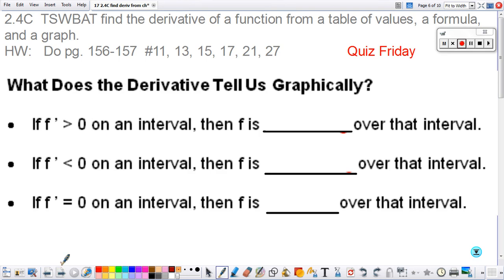Okay, so what does the derivative tell us graphically? If the derivative is positive, greater than 0, so this means that slope is positive, then the original graph is increasing. So if you think about a positive slope, that's when the original graph is going up. When the slope is negative, or the derivative is, I'm sorry, less than 0, the derivative is negative, then the original graph is decreasing.